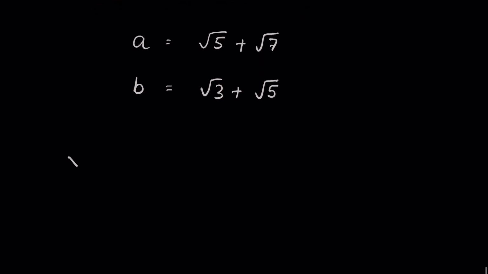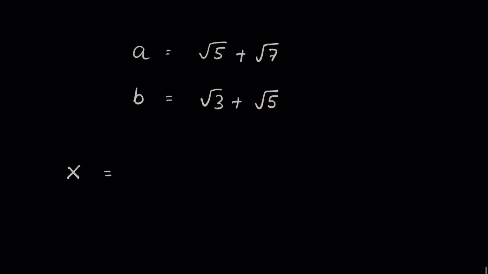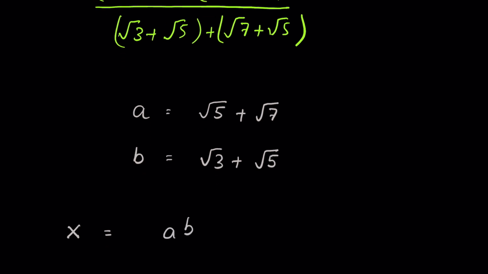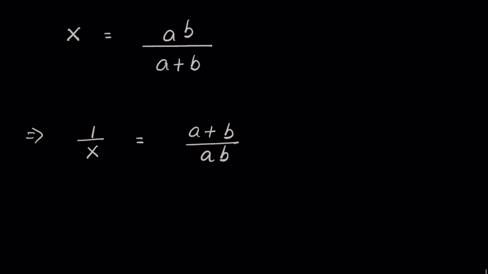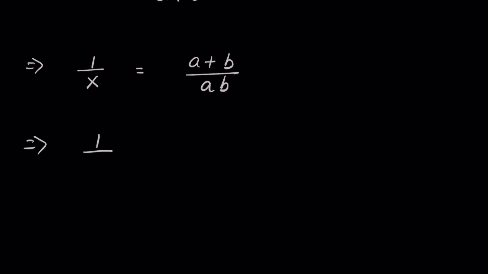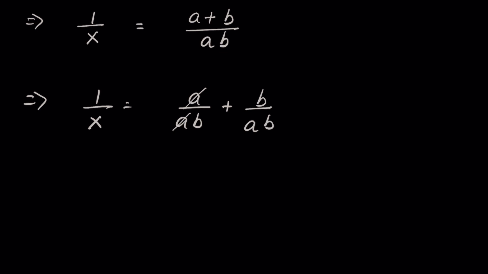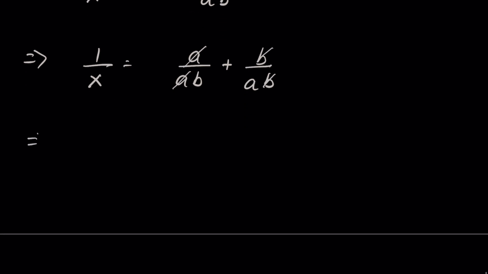Then we have, let's consider x is equal to ab upon a plus b. If we write the reciprocal of it, it will be 1 upon x equal to a plus b upon ab. So ab is the common denominator, or 1 upon x is equal to a upon ab plus b upon ab. The a and a get cancelled, here b and b get cancelled, so 1 upon x is equal to 1 upon b plus 1 upon a.